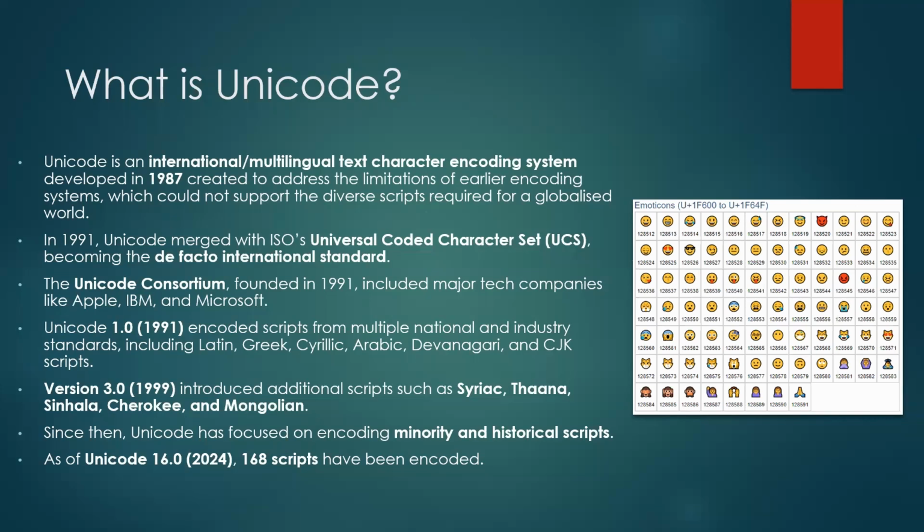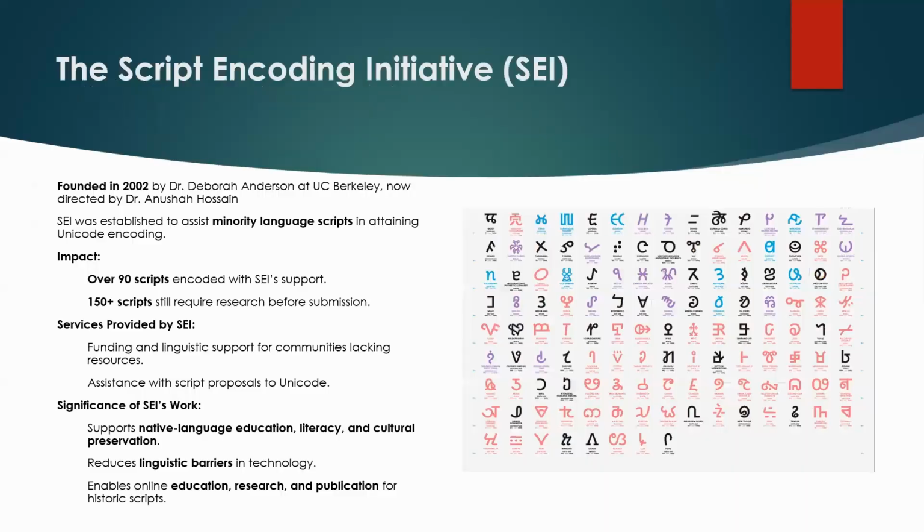In order to talk about Unicode, it's also very important to talk about the Script Encoding Initiative. The Script Encoding Initiative was founded in 2002 by Debbie Anderson at UC Berkeley, who has recently retired, and it's directed by Anusha Hossain now. It was established to assist minority language scripts in attaining Unicode encoding. Since its inception, they've helped over 90 scripts to get encoded. There are still more than 150 scripts on their list, an internal list of scripts that require further research before submission to Unicode.